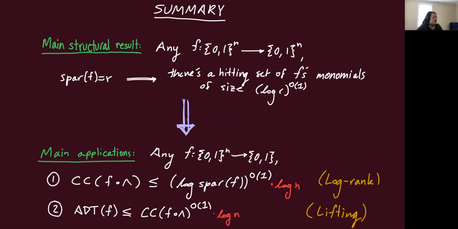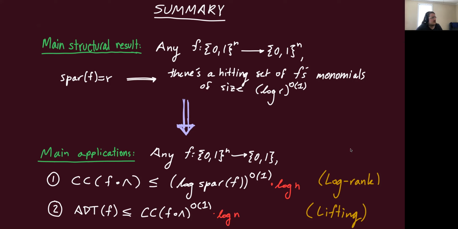Okay, so that's all I wanted to say about the proof, which is the usage of a new notion called monotone block sensitivity. In summary, what we show here is this main structural result that sparse Boolean functions have small hitting sets of size polylog in the sparsity. And using the connections outlined earlier, we're able to show that this implies, up to a log n factor, both log-rank and lifting for AND functions where there's no structural restrictions about f.